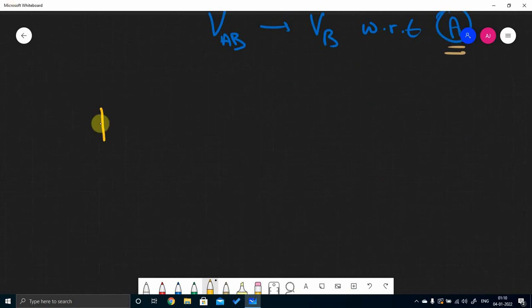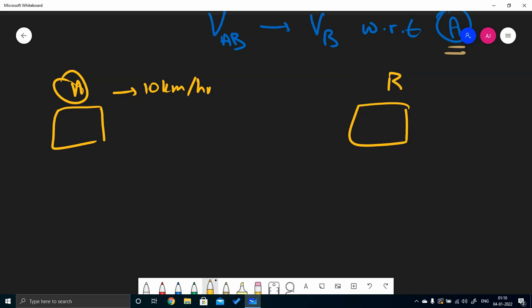So what we have over here is A that is moving 10 kilometers an hour towards the right, and we have B that is moving, let's say, 30 kilometers an hour towards the left. So we need to find the velocity of B with respect to A.